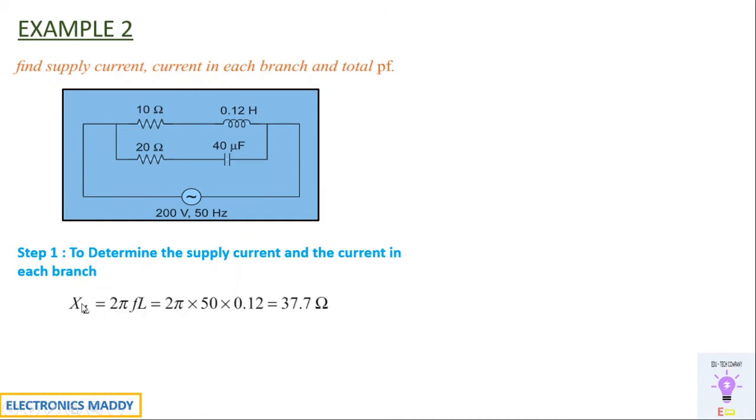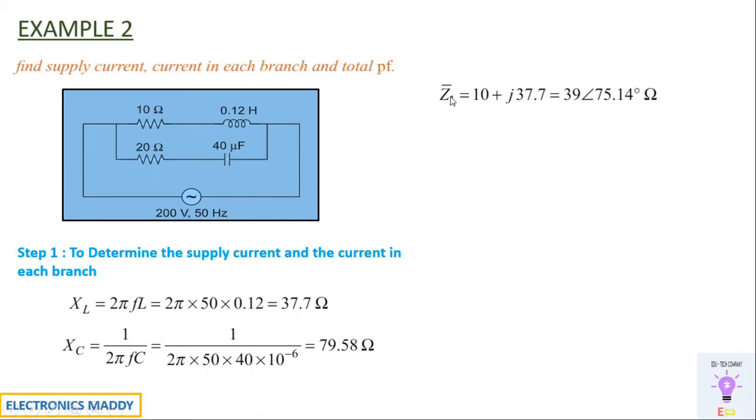Our first step is to determine XL, that is given by 2 pi FL. You'll be getting 2 pi into 50 into 0.12. Find the value of XL, then find the value of XC by 1 by 2 pi FC. Once you have the values of XL and XC, you'll be able to find the value of Z1 bar, and substituting the values obtained, you'll be able to find Z2 bar as well. So you'll be getting these values.